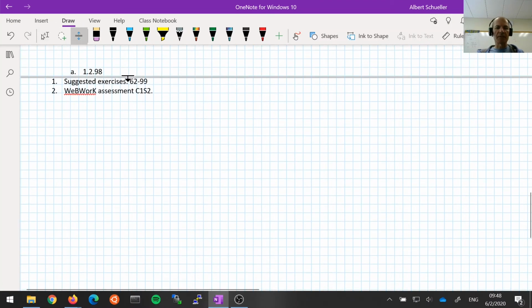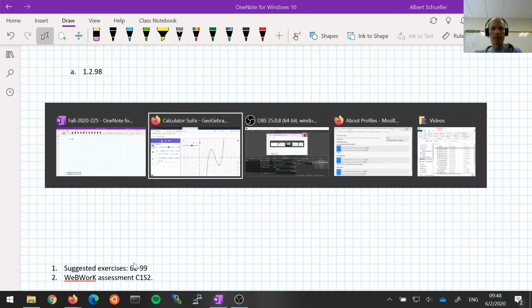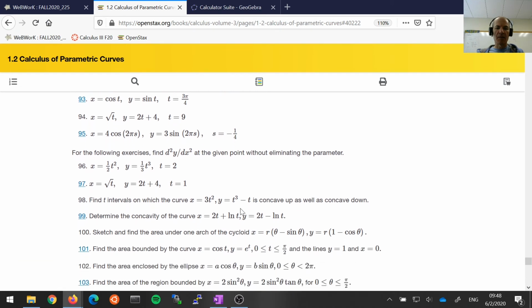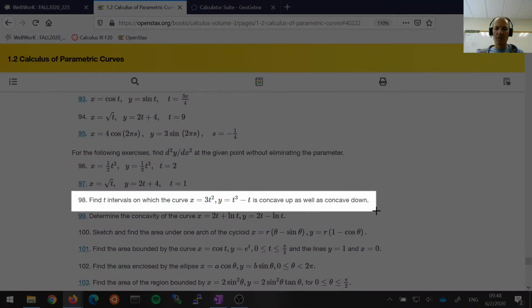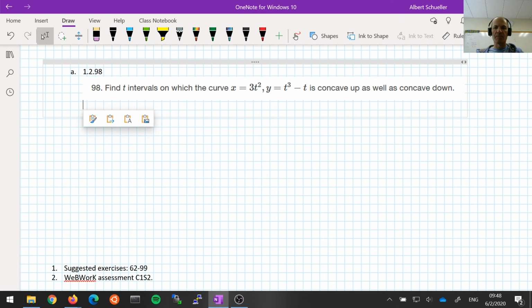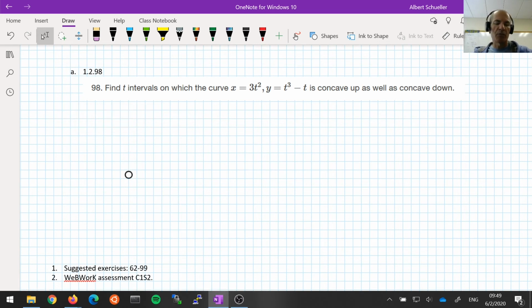Let's do one more before we call it a day. So problem 98. Find the t intervals upon which the curve is concave up and or concave down. Let's grab a copy of this exercise. All right, well, if we're doing concave up and concave down, that means we need the second derivative. We know that the first derivative is a necessary component of that, so let's grab the first derivative.